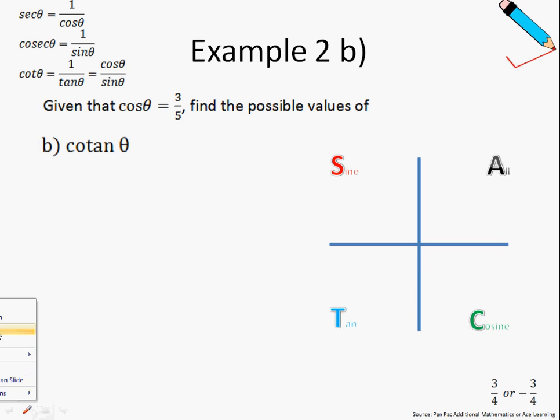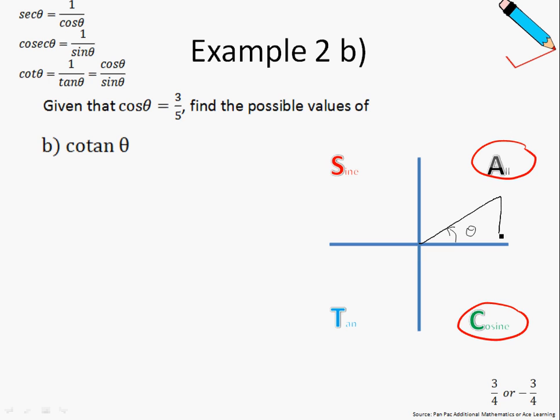Let us first read the question. Given that cosine of theta is equal to 3/5, find the possible values of cotangent theta. Since the cosine of theta is a positive value, we can either be in the all quadrant or the cosine quadrant. Let us first consider the scenario whereby we're in the all quadrant. Theta will be measured in this direction, so this is my theta, and let me draw my right angled triangle, and also identify my basic angle alpha. Alpha is over here.